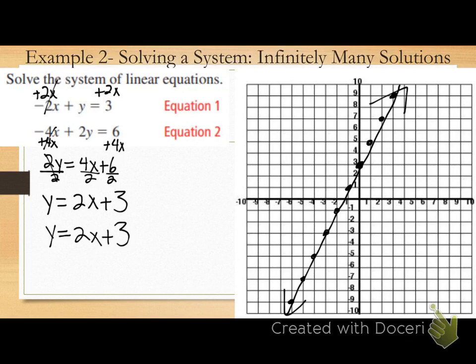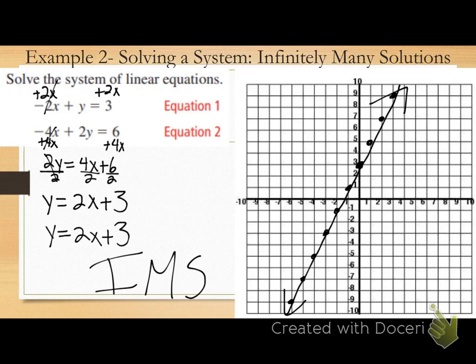Once again, go ahead and graph it if it asks you to solve by graphing. But do I need to graph the second line? No, it's the exact same thing, isn't it? What's my answer here? Infinitely many solutions. Once again, we've seen that before, right? We saw it when we solved by graphing. If you get the same line, it's going to intersect at every single point. It's infinitely many solutions.